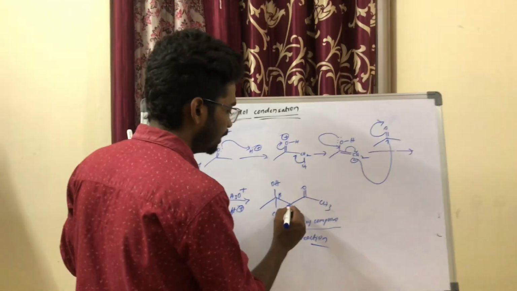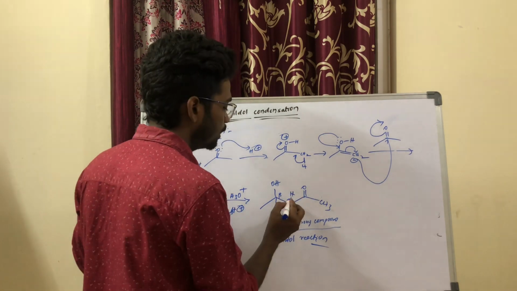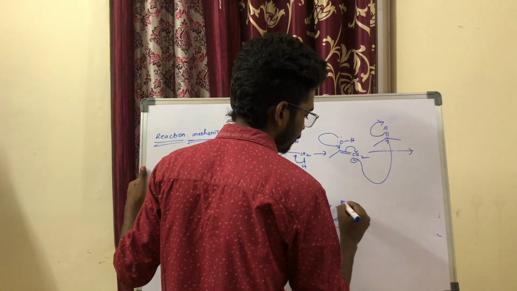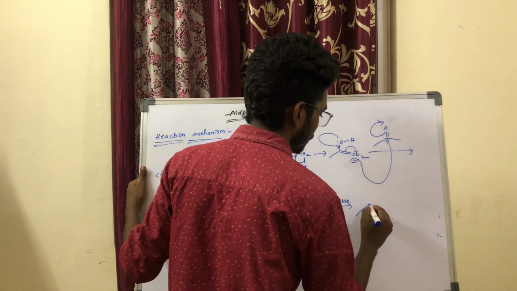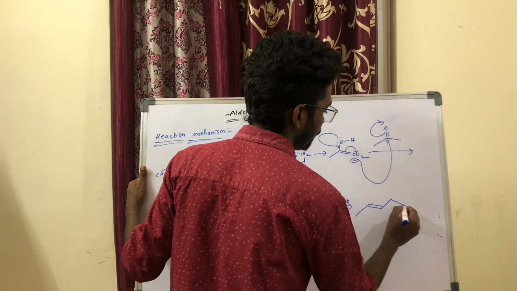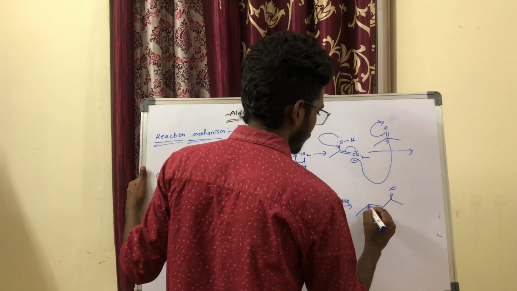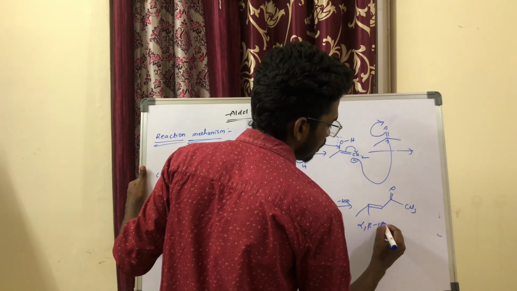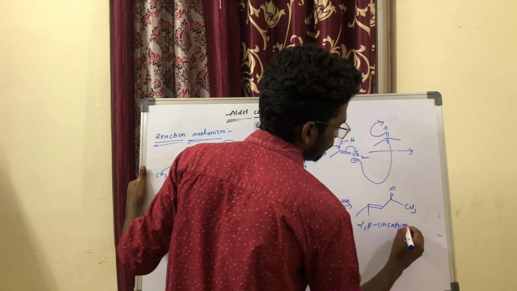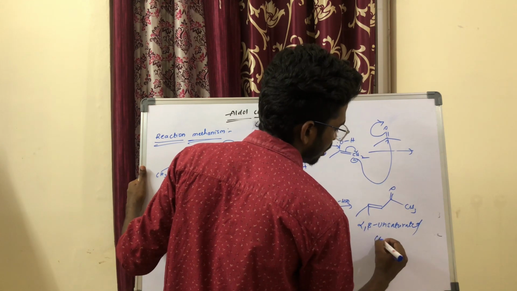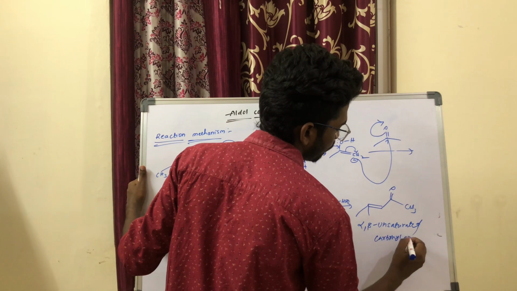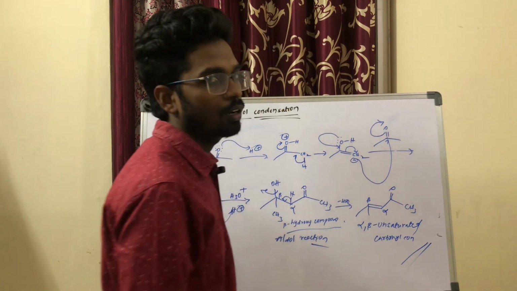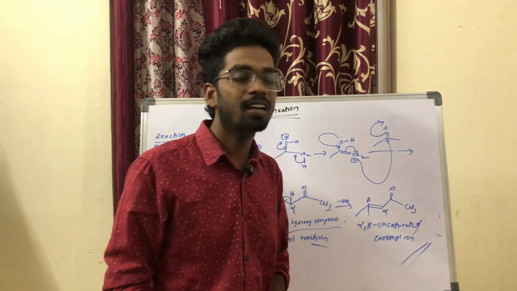Am I right? So here you can see, here we have a hydrogen, right? This hydrogen is migrated here and this OH will leave. So you will get the alpha beta unsaturated compound. So here C double bond O, CH3. This is for what? Alpha beta unsaturated carbonyl compound, because alpha beta. Am I right? So this is for aldol reactions as well as aldol condensation reactions.